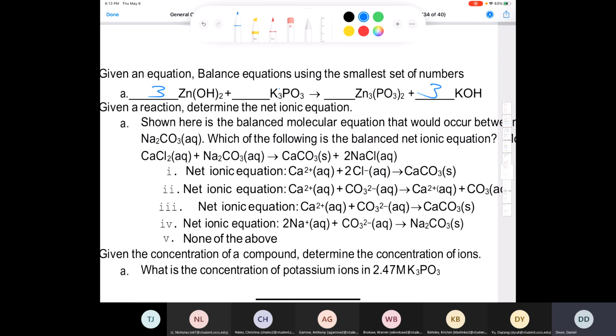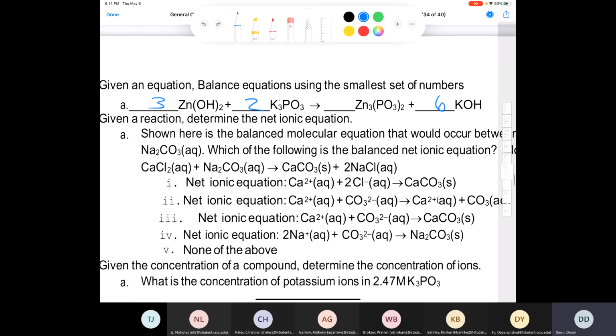So now our potassium is balanced and our zinc is balanced, but our phosphates are not balanced, are they? We got 2 phosphates over here, so we have to have at least a 2 here. So then we have to cancel that out. Now we've got 6 potassiums, so we'll put 6 here. And that works out because now we've got 3 times 2 hydroxides, so we get 6 hydroxides over there. And I think it's balanced.